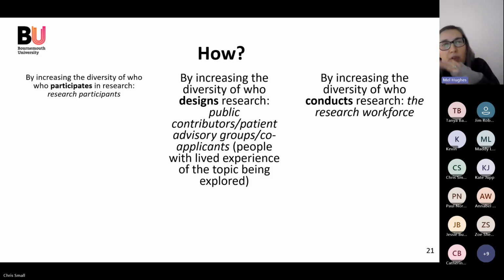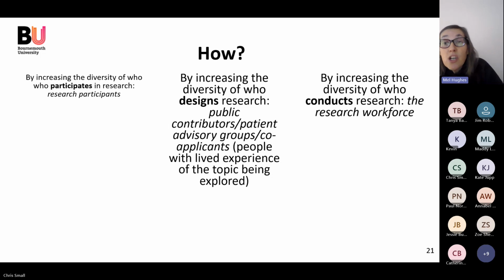When we think about involvement, we're looking at 3 key areas when we're talking about the inclusive research agenda. So it's by increasing the diversity of who participates in research. So research participants, the people filling out the questionnaires, undertaking the surveys, being part of clinical trials. It's increasing the diversity of who designs research, so public contributors, patient advisory groups, co-applicants, so people with lived experience of the topic being explored, actually supporting and directing research.